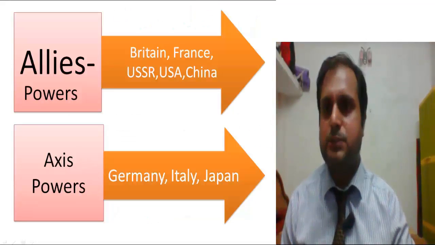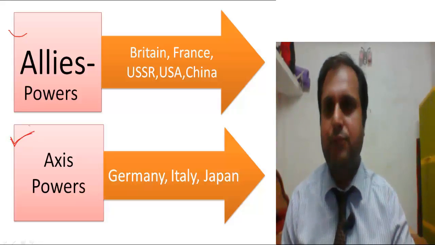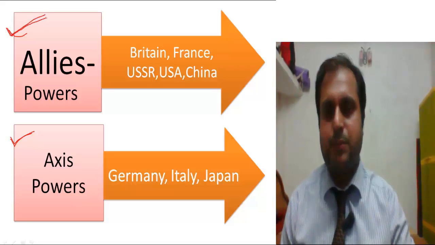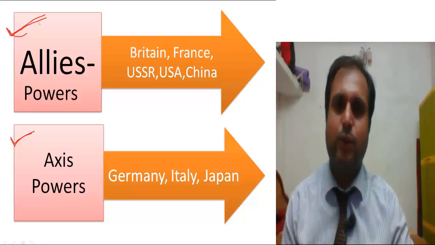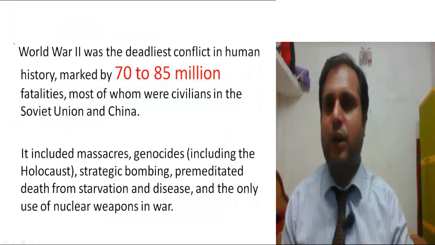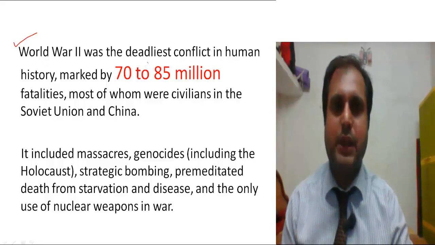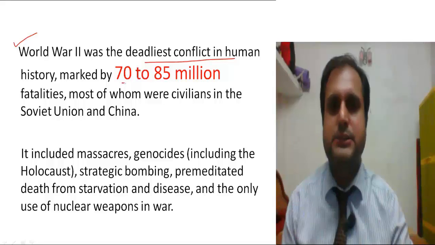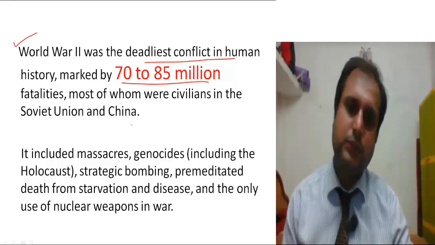If we talk about the Allies powers and the Axis powers, these are pictures you will never forget. Please see this picture for some time so that it will be unforgettable in your life. Let's begin. The Second World War can be called the most disastrous war so far in the history of human beings. It is the deadliest conflict in human history, in which 70 to 85 million people over the globe lost their life.